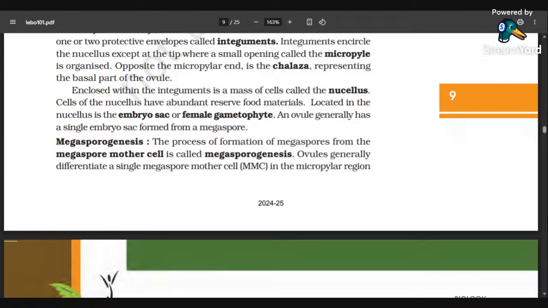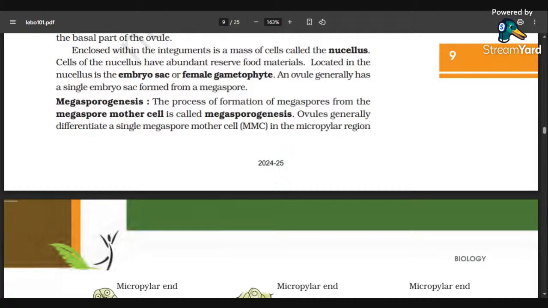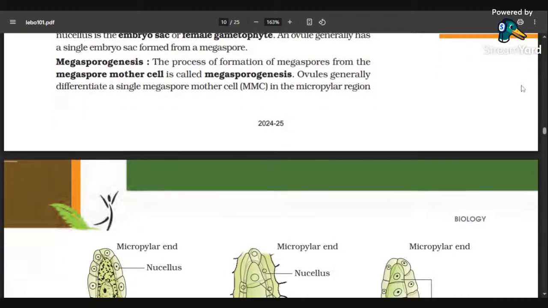Megasporogenesis, the process of formation of female gametophyte. The process of formation of megaspore from the megaspore mother cell is called megasporogenesis. Ovules generally differentiate a single megaspore mother cell, MMC, in the micropylar region.